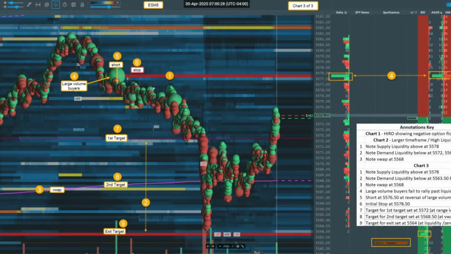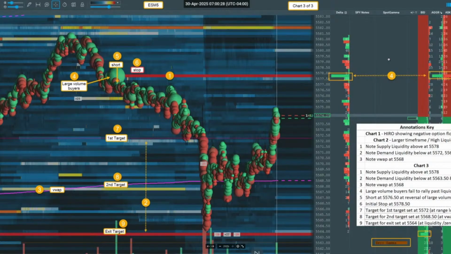As soon as those buyers failed, I got short. I considered that a failure, and I sold out the bottom of it. My stop goes just above that liquidity that's there, so I'm hiding behind that fence. And I get down to my first target, which is the last area low. Then my next target's going to be VWAP. And then if we get through that, we're going to go down to that exit target, which is the same level as the one from the previous chart.